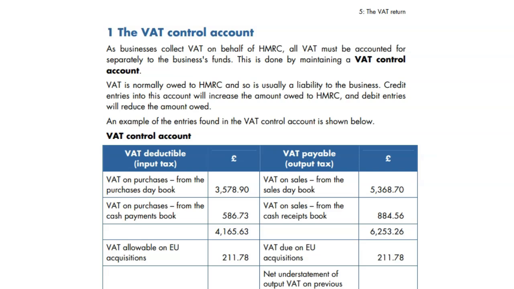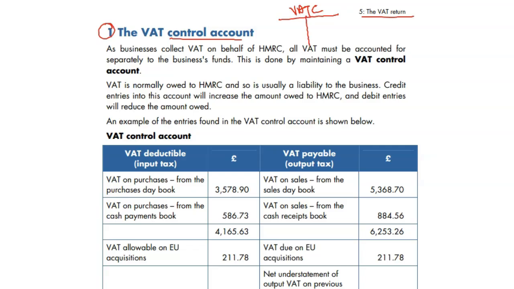Welcome everybody to the next video, the official first video of chapter number 5, VAT return. In this video we're going to talk about the VAT control account. You already know a control account is a total account of any particular account we're doing. For example, sales ledger control account, purchase ledger control account. This time it is a VAT control account.